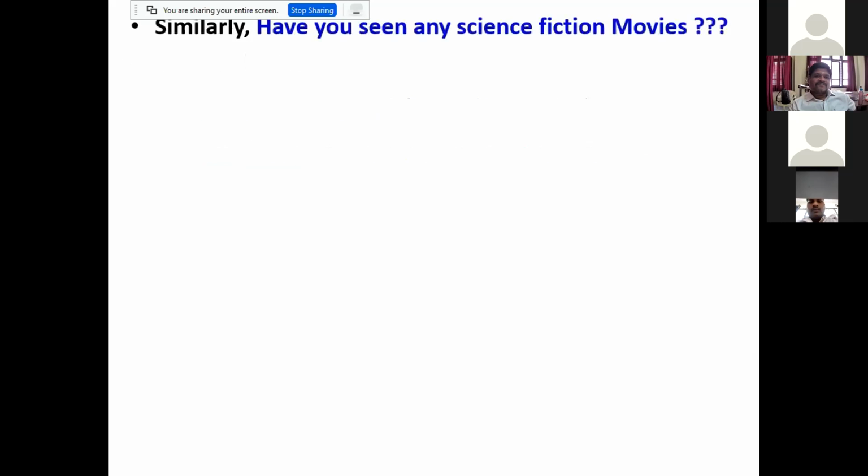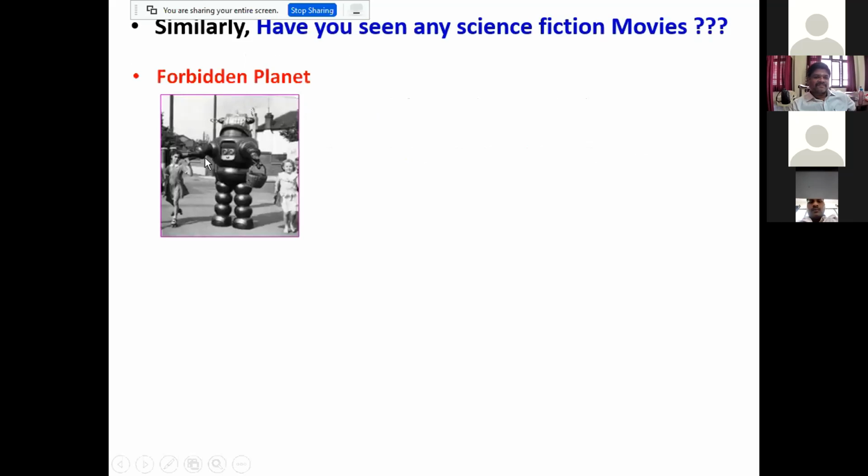Very quickly we'll recall some of the science fiction movies, what I will call Forbidden Planet. This film came in 1956. It was directed by Fred Wilcox. Here you will see the first science fiction icon, Robby the Robot. It is 2.1 meters tall and exhibited artificial intelligence even at that time. You see, in 1956 artificial intelligence is embedded in Robby the Robot.